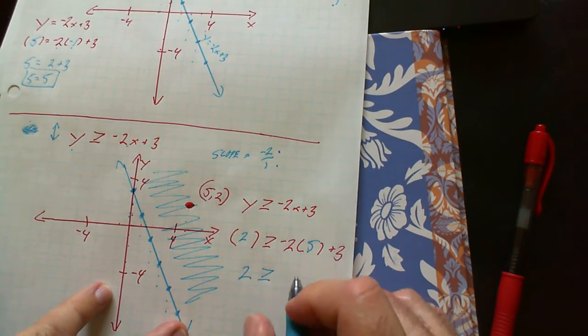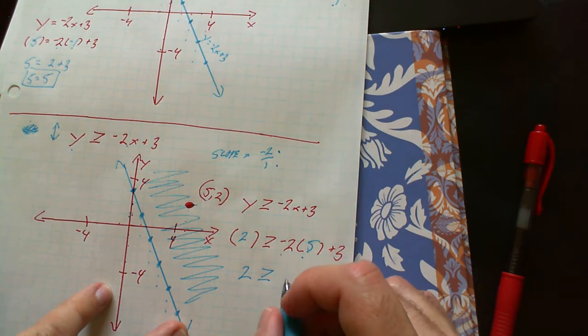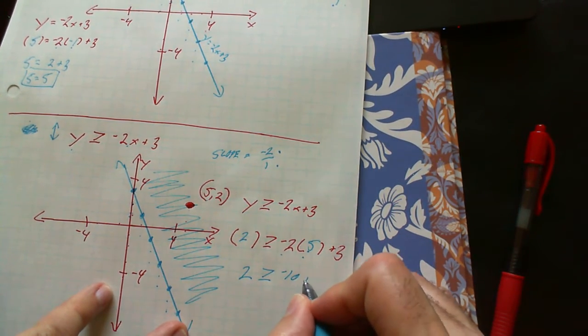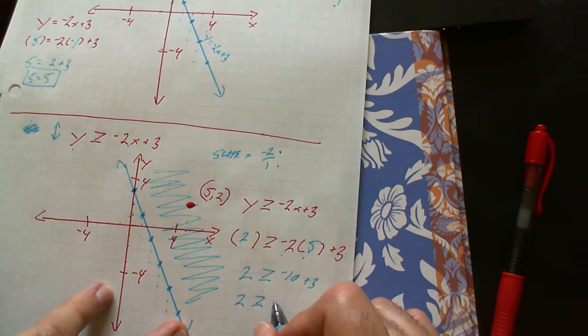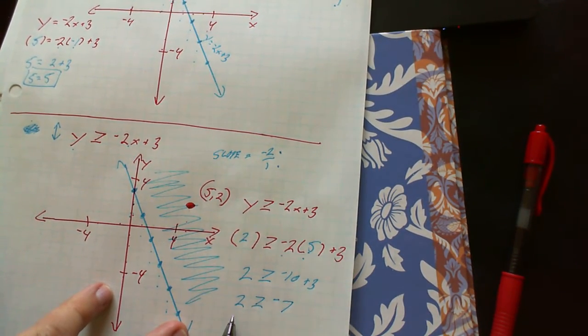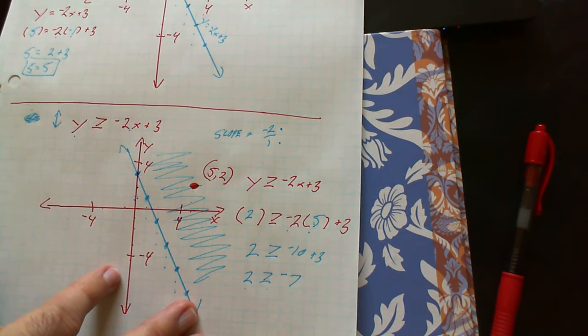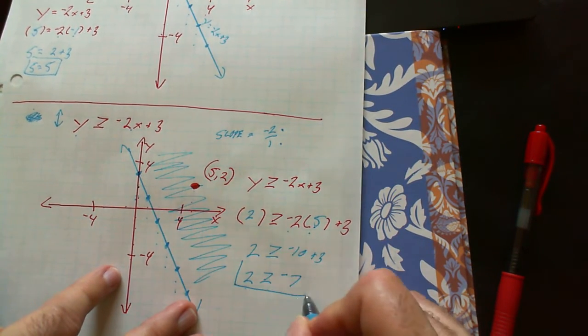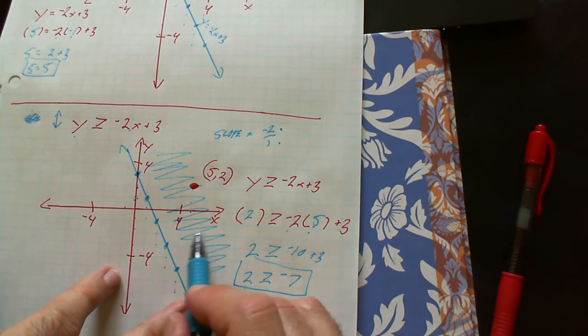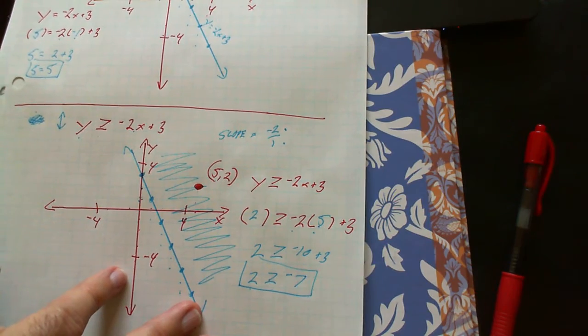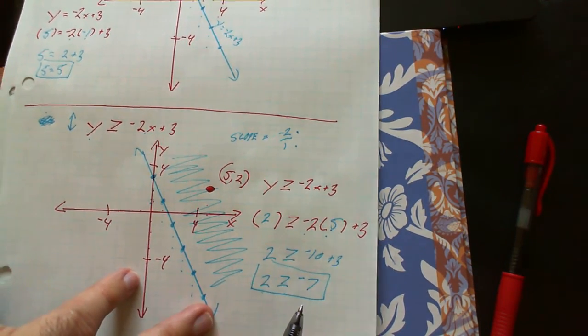Okay, 2. Is that greater than or equal to negative 2 times 5? Negative 10 plus 3. What's negative 10 plus 3? Negative 7. Is 2 bigger than negative 7? Yes. True. Since this point is true, that means everything is true, every single point, so we can shade all of that. So all of these points will work.